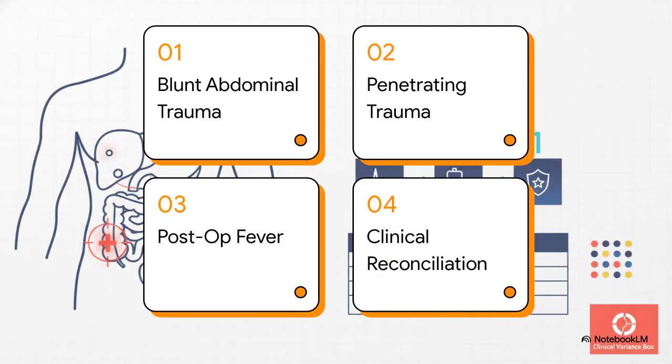To systemize these exact surgical parameters, we've divided our clinical triage board into 4 algorithmic modules: blunt abdominal trauma resuscitation forks, penetrating trauma immediate operative indicators, post-operative fever chronology, and finally, clinical reconciliation and TROD variants.